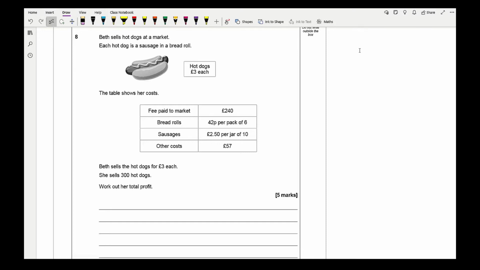And she sells 300 hot dogs, and not actual dogs. Hopefully it's normal sausage meat that goes in, not dog meat. Anyway, digressing.